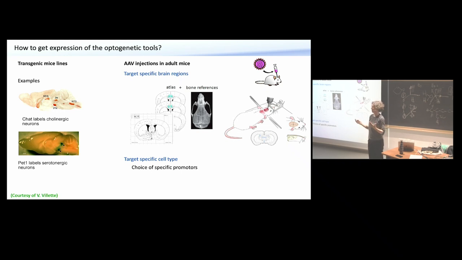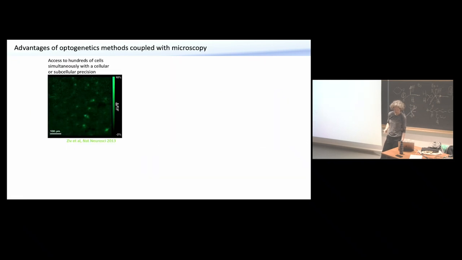And also, because you are injecting some AAV with a genetic sequence that has some promoters, you can also choose which kind of cells will be targeted. So, for example, if you're interested in specific types of interneurons, you can express your tool only in these neurons.